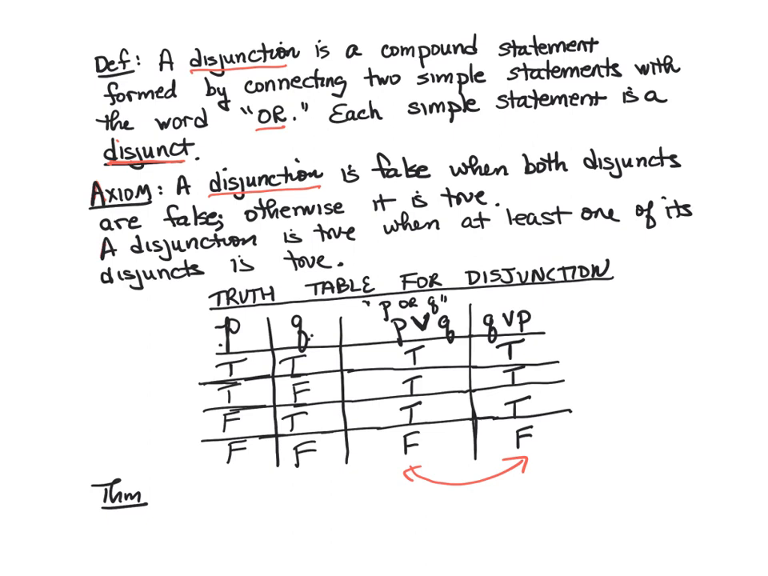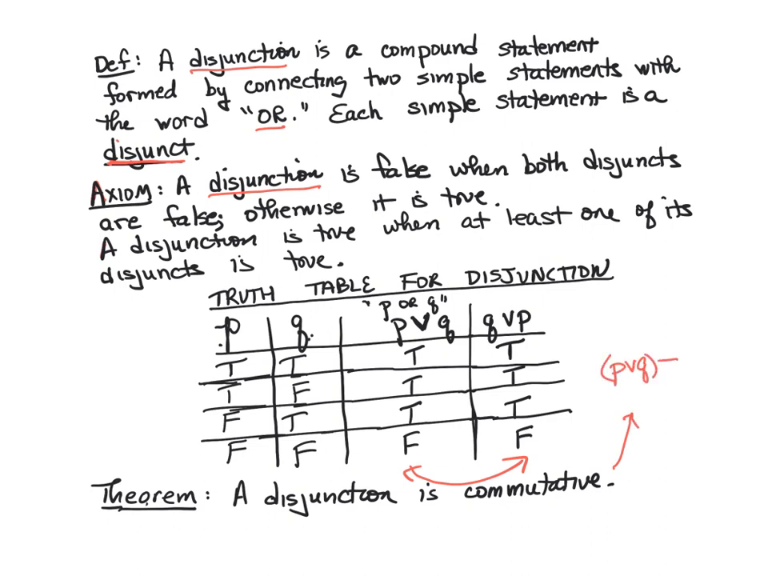Actually, I should write this word out for you. Theorem is spelled this way. Our next theorem says a disjunction is commutative. And we could write that as, okay, and I'll write it up here. P or Q is logically equivalent to Q or P.